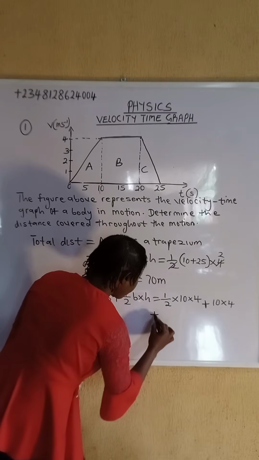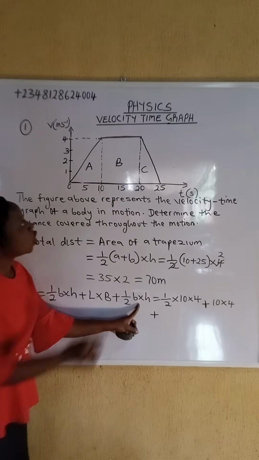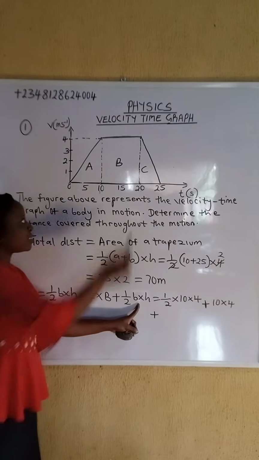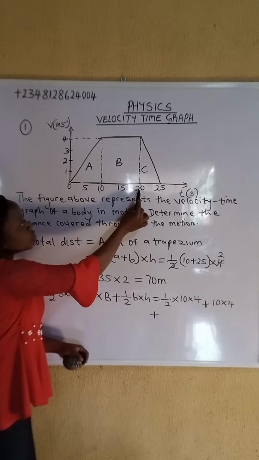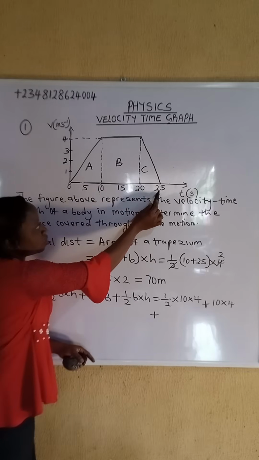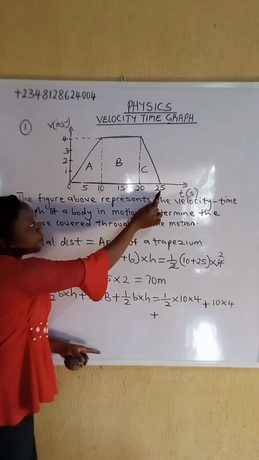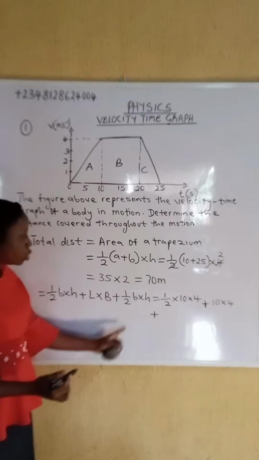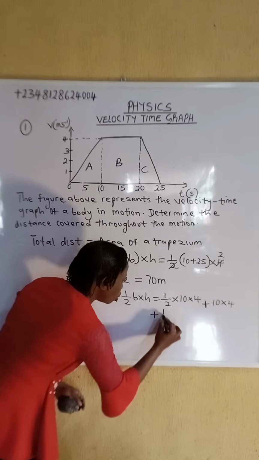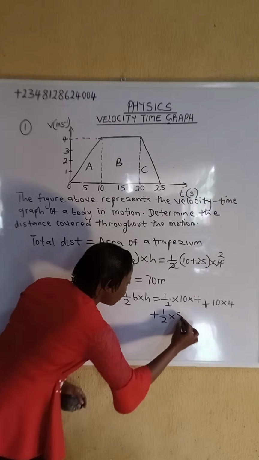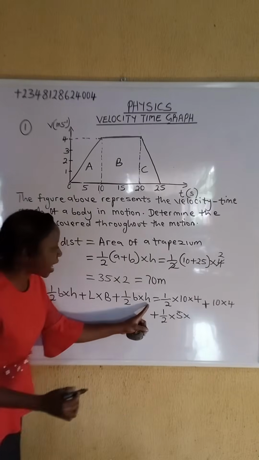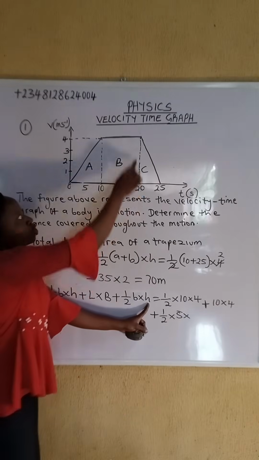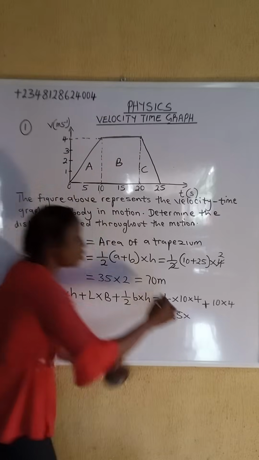Then plus the area of the second triangle, that is C. The base of this triangle is from 20 to 25. 25 minus 20 will give us 5. So the base is equal to 5. That will be equal to 1 over 2 multiplied by 5. Then multiply by the height. The height of this triangle is 4. Multiply by 4.